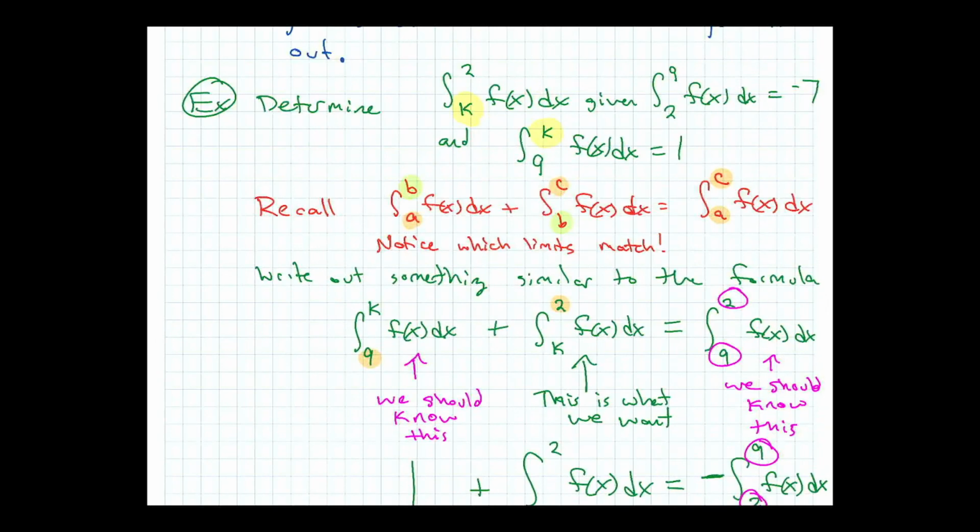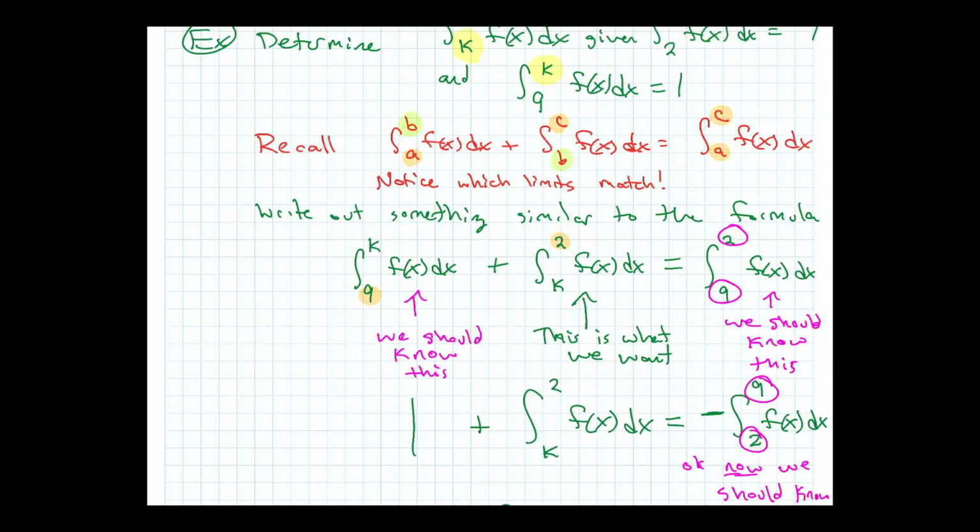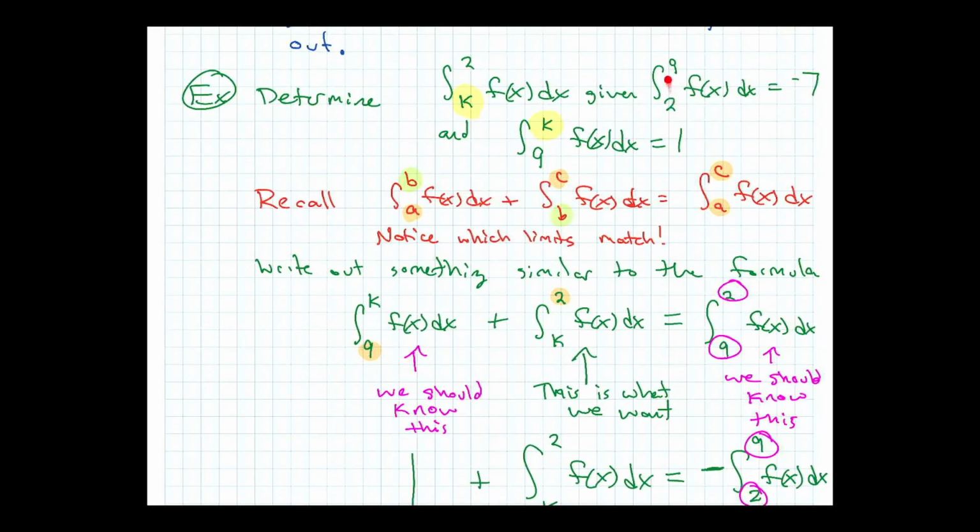You could have saved yourself some effort, by the way, right? What you could have done here is, at the time that I substituted this 1 in, I said 9 to k, what's that? 9 to k is 1. So I put a 1. And then here I said, oh, this is 9 to 2. We don't know 9 to 2. We only know 2 to 9.